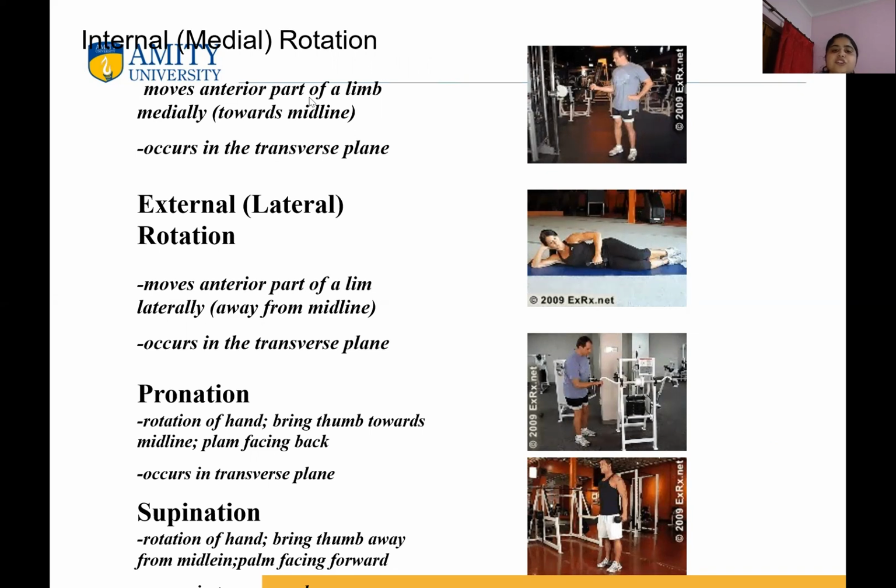Pronation. It is rotation of the hand, that is bringing the thumb towards midline, palm facing back. It occurs in the transverse plane. Supination. Rotation of the hand, bringing the thumb away from midline, that is palm facing forward.